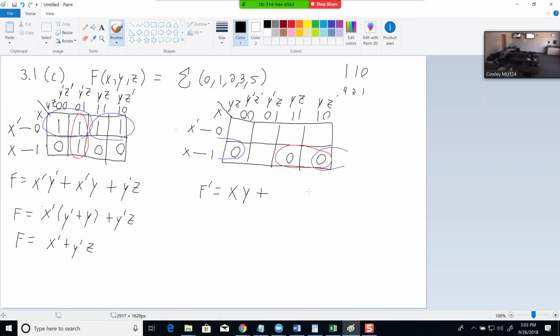Plus, and how about the blue? What would it be? X z prime. Let's see. Okay, y prime, y. Those are different, so those drop away. Z prime. Does that make sense? Because we're looking at this column and... Oh, wait a minute. Eyes are getting off. So yeah, we're looking at this here and this here. And they both share a z prime, don't they?